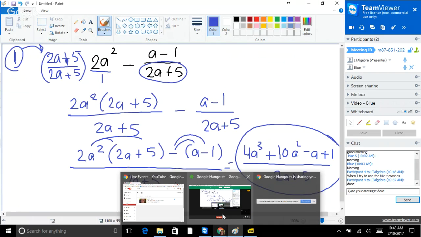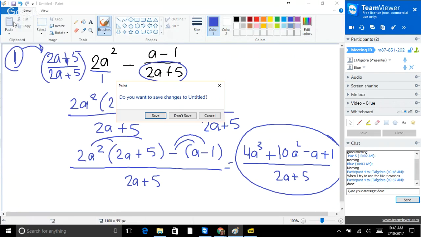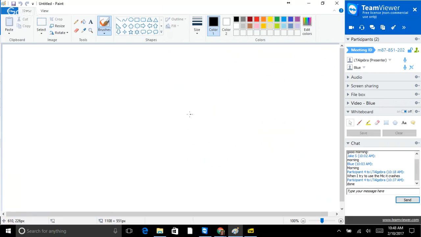What's that? 512. Do you want to see some more examples from 512? Sure. Any particular one? 15? Okay. Let me flip my book back here.